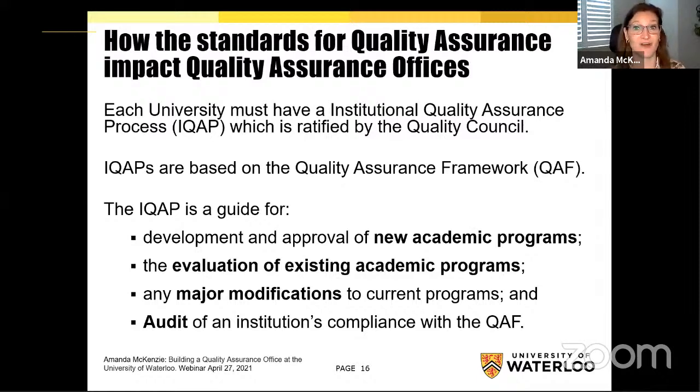So that was a long story. Hopefully you're following along with me with all my acronyms and all these processes. It is very complex, and it takes a long time to learn how all these systems work together. So just to recap, our institutional quality assurance process for the University of Waterloo and other universities guides all the academic program reviews, all the new programs that they are preparing and developing for approval, major modifications, and how we are audited.